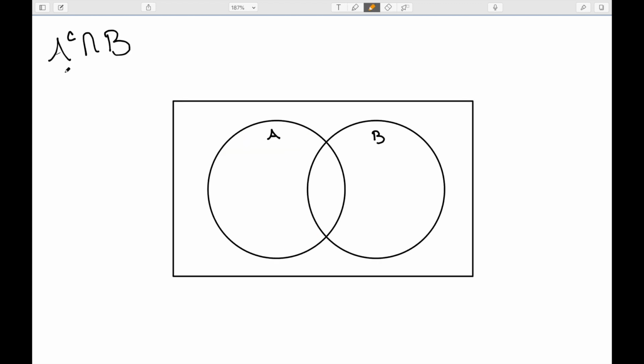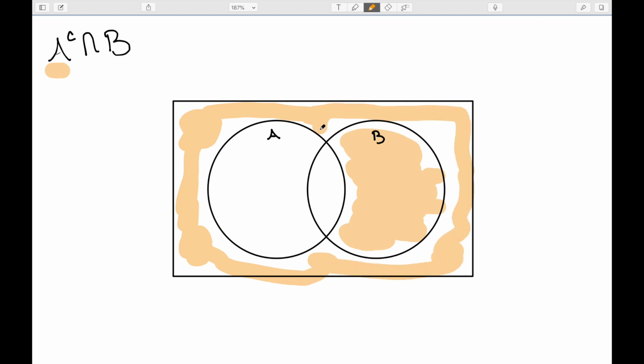Next, let's think of A complement intersect B. Let's start with A complement. This is everything not in A. So this piece right here that's just B, as well as the part that's neither A nor B, the things outside the box, or the things outside the circles rather. This is just A complement, and I want A complement intersect B.